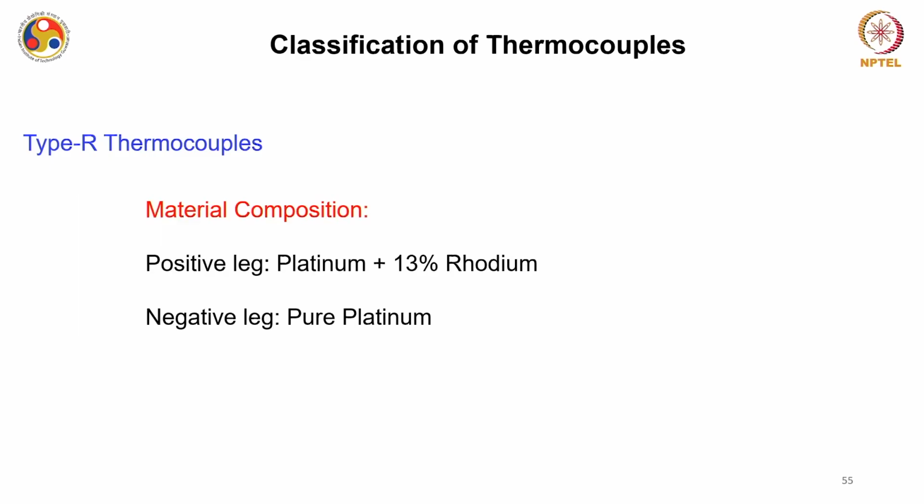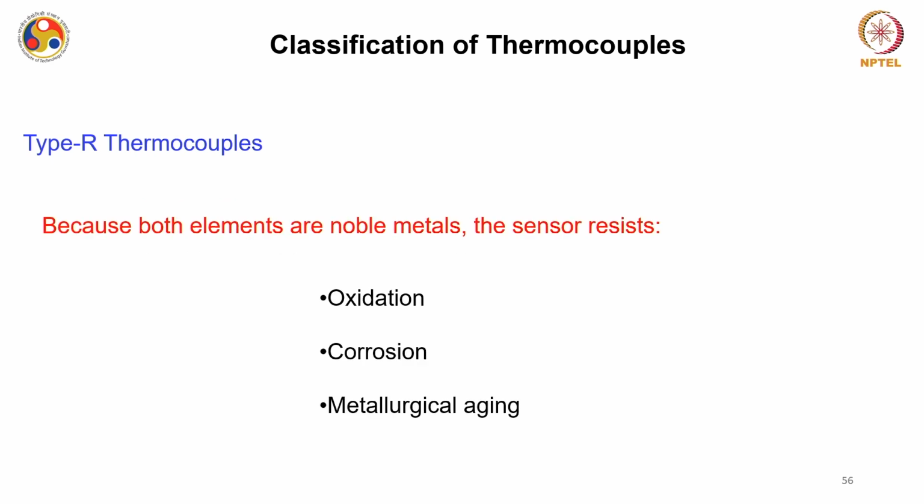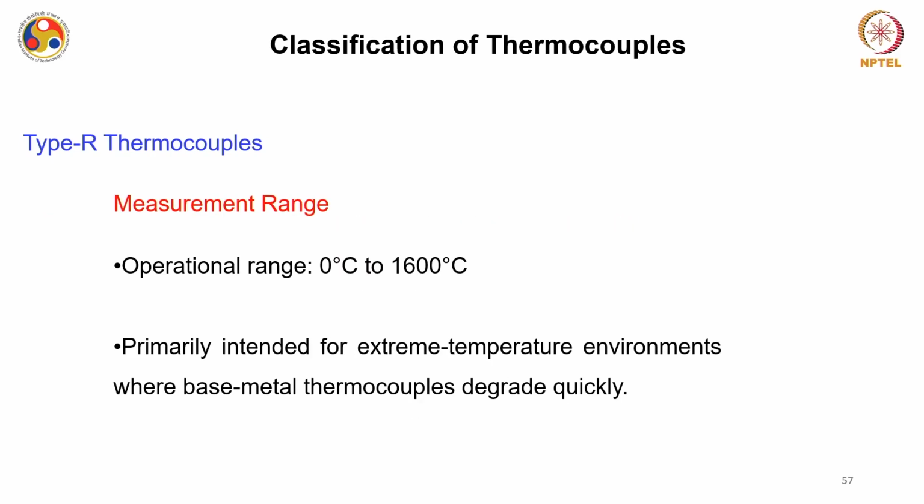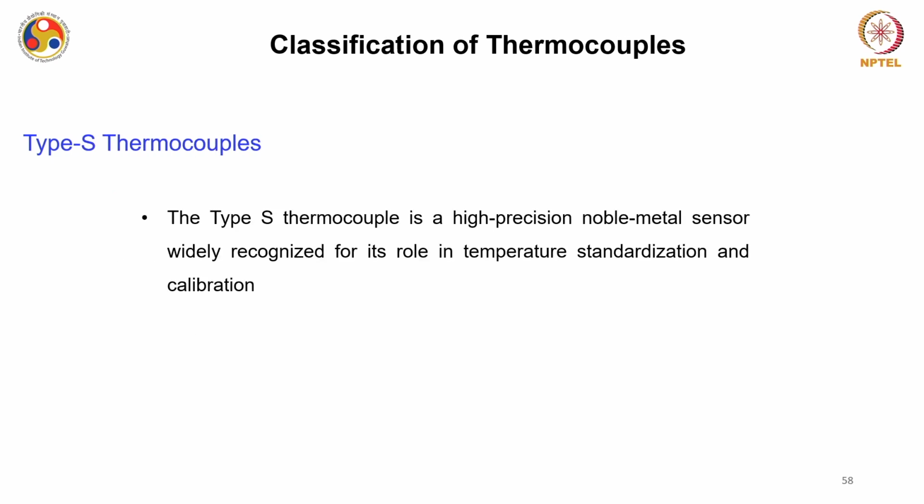Okay. The material composition is platinum plus 13% rhodium in the positive leg, while the negative leg is pure platinum. Okay. And because both the elements are noble metals, the sensor resists any kind of oxidation, it also resists corrosion, and even they are very much immune towards any metallurgical aging. Okay. The operating range of type R thermocouples is in the range of 0 degrees to 1600 degrees Celsius, and they are primarily intended for extreme temperature environments where base metal thermocouples actually degrade very quickly.